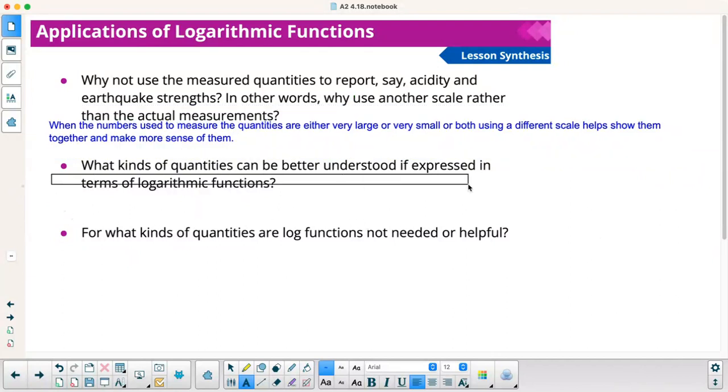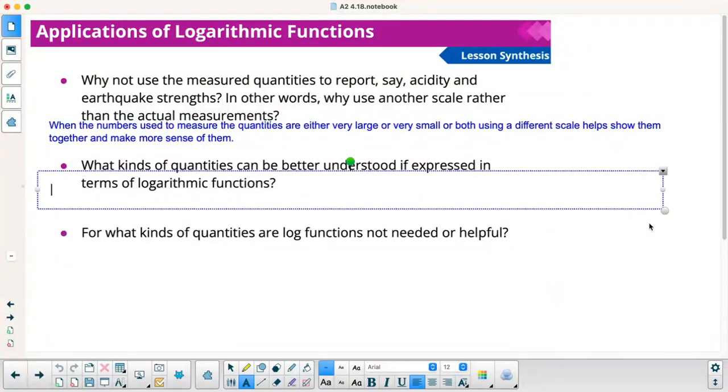Okay, next one. What kind of quantities can be better instead of expressed in terms of logarithms? So obviously exponents that we are looking for are better expressed in logarithms.